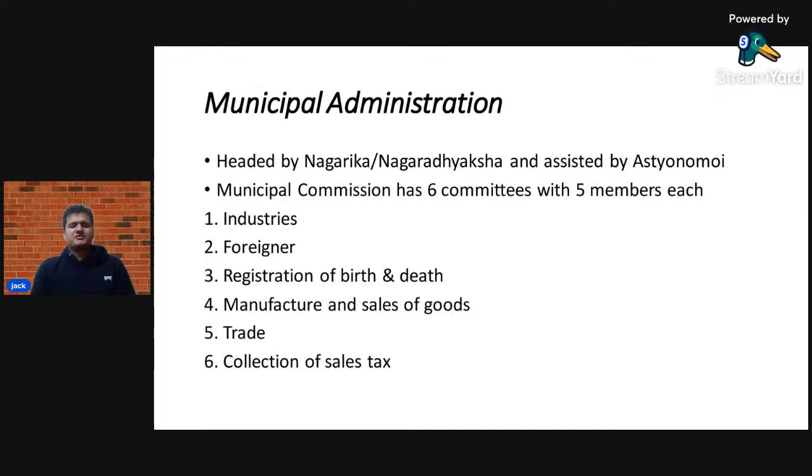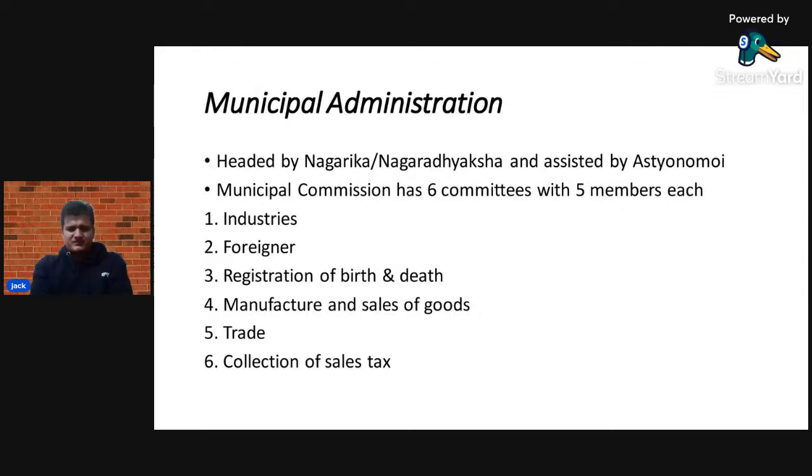Now come to the municipal administration. In the cities, we have a different kind of administration. Like in India today, we have the mayor, who is the head of the political system in the municipal administration. And today, we have a somewhat similar situation in the Mauryan times. The head of the municipal administration was the Nagarikas or Nagar Adhyaksh. Nagar here means the city, and Adhyaksh means head, that means the head of the city. So this is the Nagar Adhyaksh, and he was assisted by the Astynomoi. These are some officers.